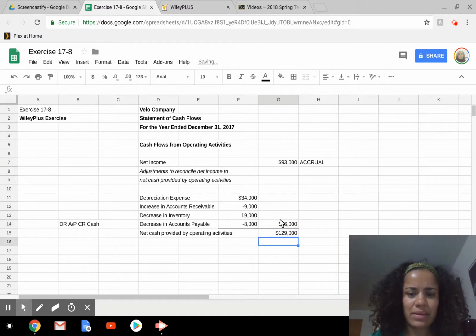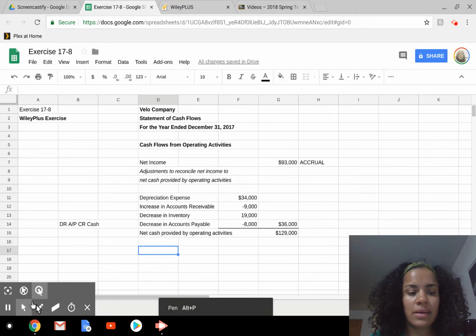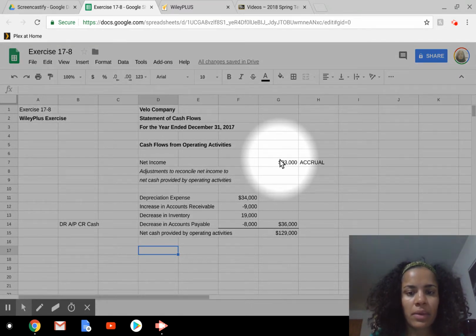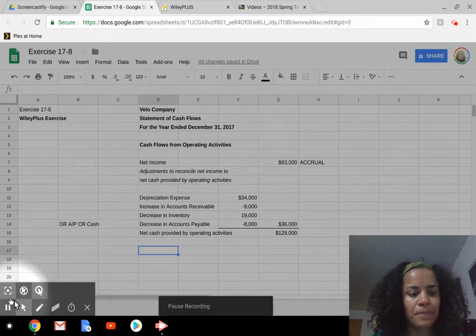We don't really need these dollar signs, but Excel's just carrying them on, so I'll leave them there. But for your purposes, you really only need a dollar sign at the beginning of a column of numbers. That's why we have it over here and we have it over there.